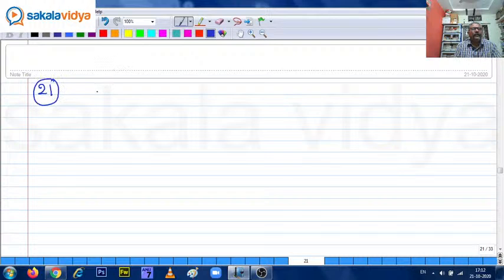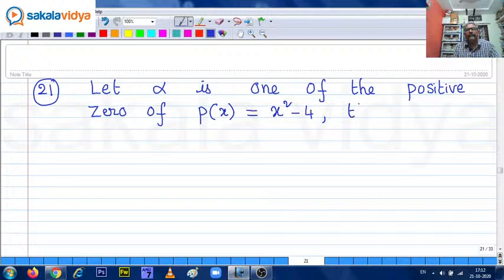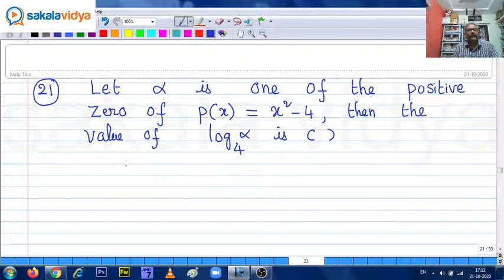Number 21. Let alpha be one of the positive zeros of P of x equals x square minus 4. Then the value of log alpha to the base 4 is: option A 0, option B 1 upon 2, option C 2, option D 1.